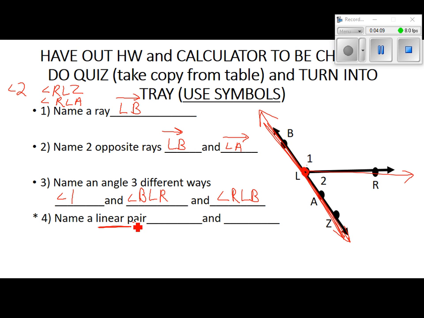Angle BLR. So if I trace that angle, it's right here. Does everybody see that angle? What other angle goes with that one to make a linear pair? RLA. Does everybody agree with that? Those two together make a line. What would have been an easier way to name that? Angle 1 and angle 2.